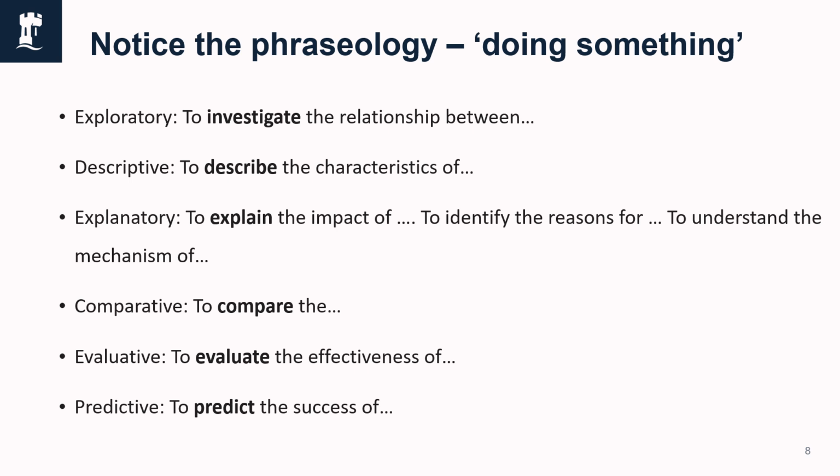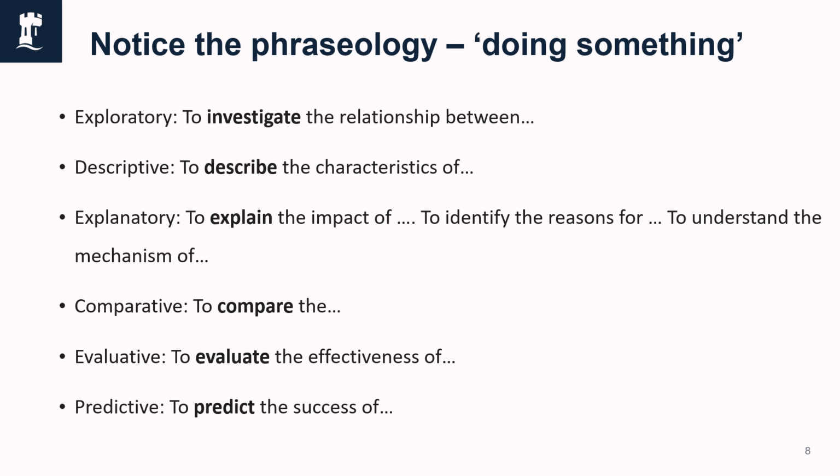Notice the phraseology. When we articulate our objectives, we're saying we're going to be doing something. Now, of course, precisely what it is you're going to do depends on the nature of the research. Some research is exploratory, some's a little bit more descriptive, some's more explanatory, it's trying to understand mechanisms. Sometimes research is comparative, sometimes it's predictive.